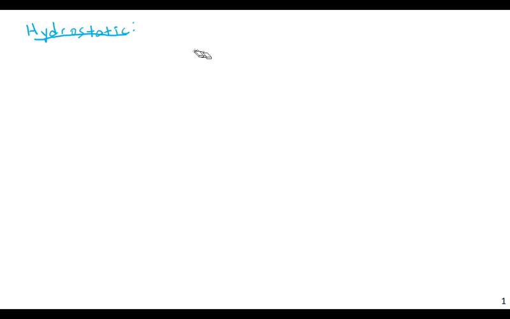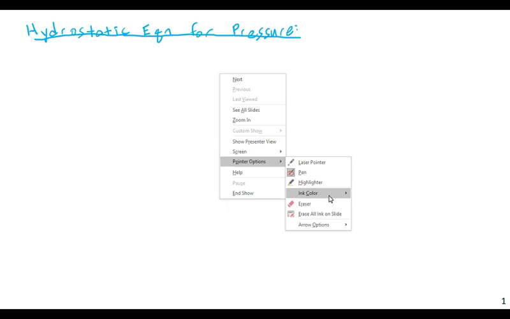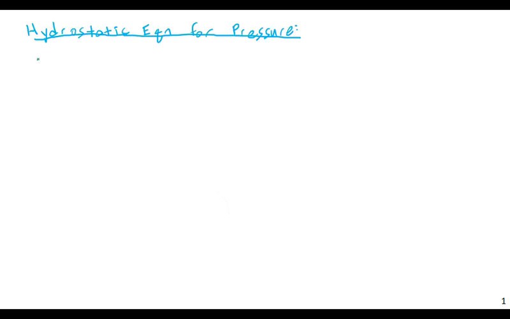Oh, I should say the hydrostatic equation for pressure is what we're looking for. And that's what I want to try to derive today. Again, hydrostatics is the study of forces applied to fluids at rest, that is, fluid statics. So let's look at the pressure at a point.